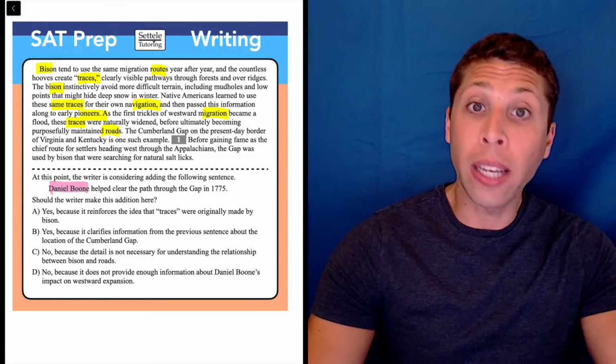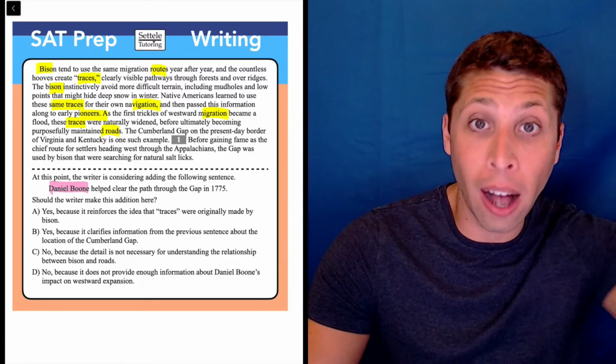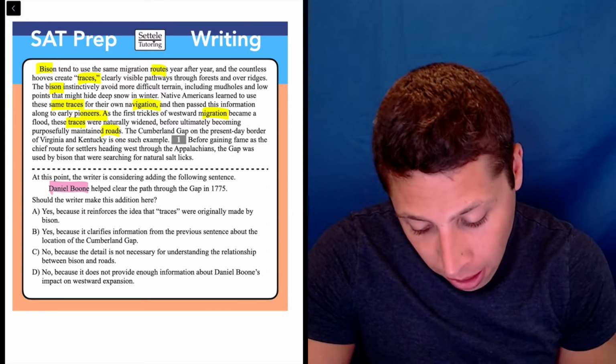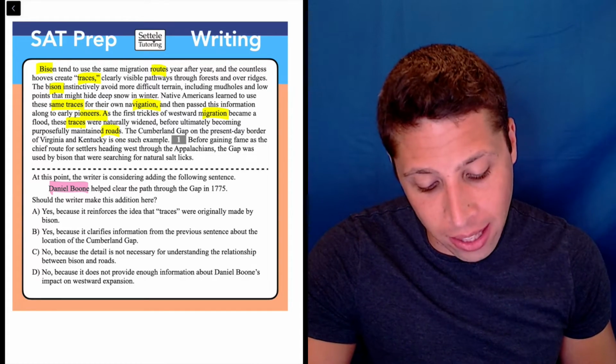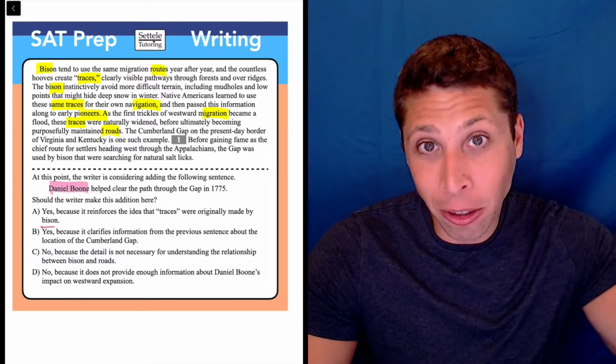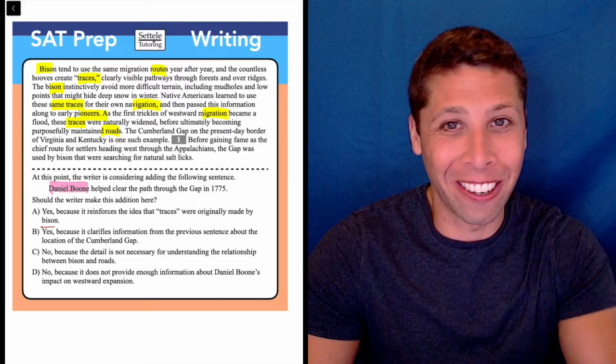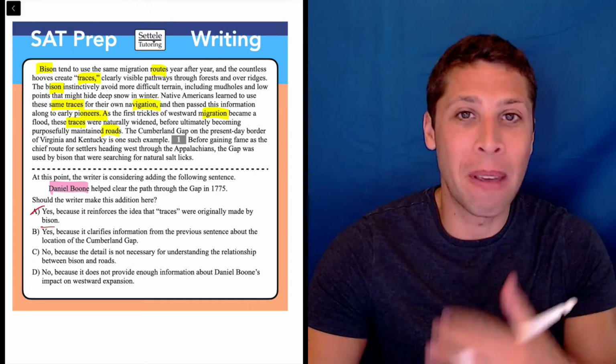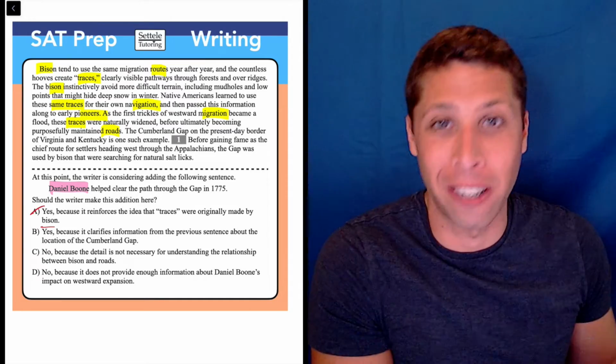Now, maybe you think it is related because it's an example of what we're talking about. So let's take a look. Choice A, yes, because it reinforces the idea that traces were originally made by bison. Well, no, it does not. It says Daniel Boone is making the path, right? So it does not do that. Maybe the because part is wrong here.